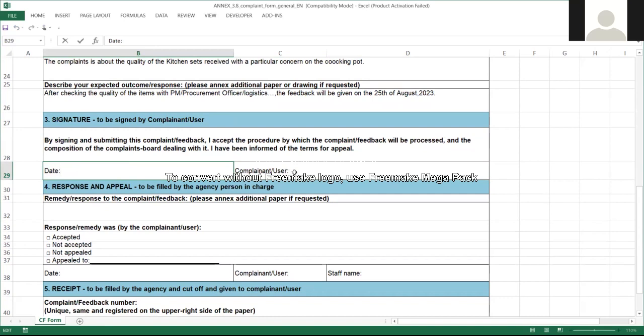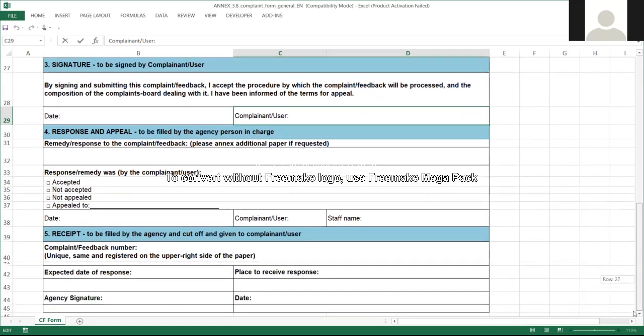Then this person will sign. Make sure that you have a printed copy. So, the fourth section, which says response and appeal, will be filled after the feedback. Let us jump this one and go directly to number 5.